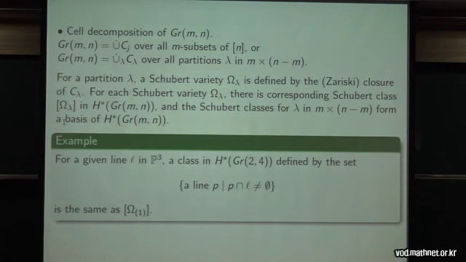So what's the difference between C_J and C_lambda? Oh, they are the same. I just index it differently, because partitions are used.